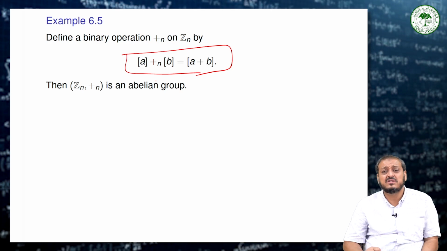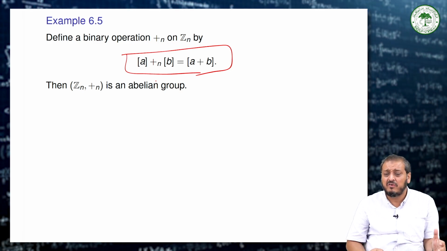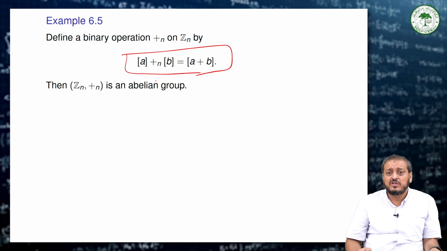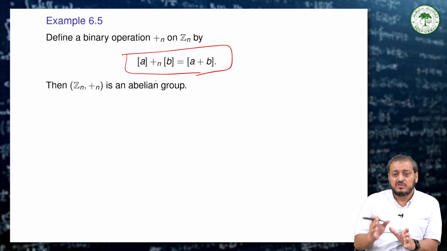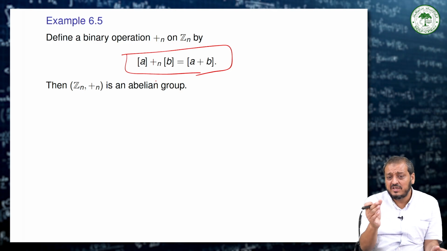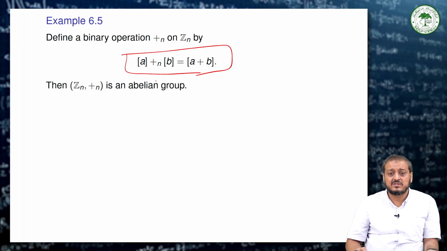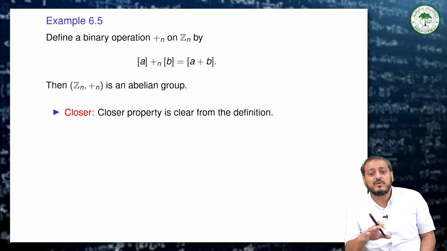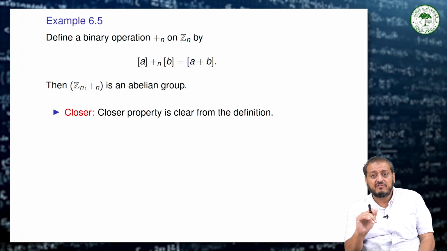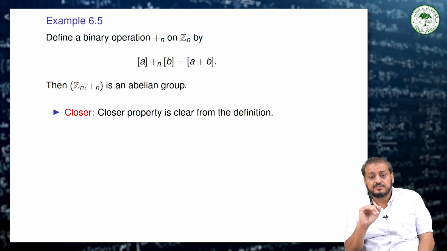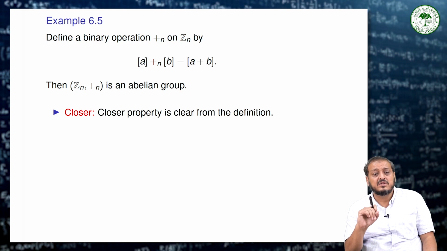The first case is closure, which is very trivial by the definition. We have shown this is well defined, so a plus b also belongs to Zn. So a plus b modulo n is satisfied. The closure property is clear from the definition of addition modulo n.